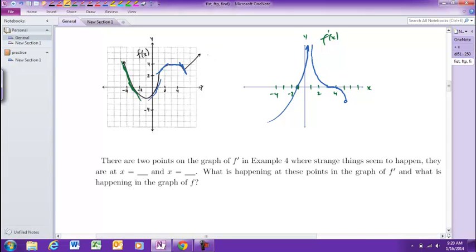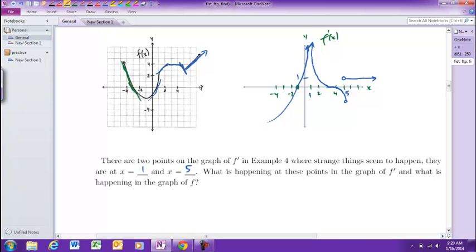And then what happens here, well, this is actually just a line. And you can do rise over run to see that the slope there is 1. So maybe I'll put a y value here of 1. And from that point on, I'm just getting a slope of 1. Along that straight line, my derivative is always going to be 1. Now, there are 2 points on this graph of f prime where something strange happens. And I think it's pretty easy to see that they occur at x equals 1 and x equals 5. And the question is, what's happening in the graph of f prime and what's happening in the graph of f?